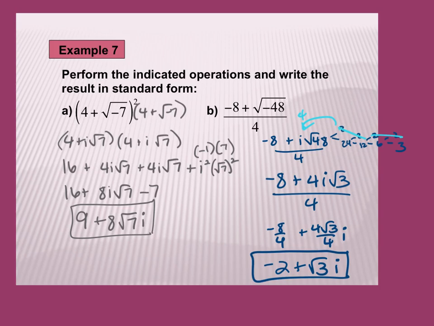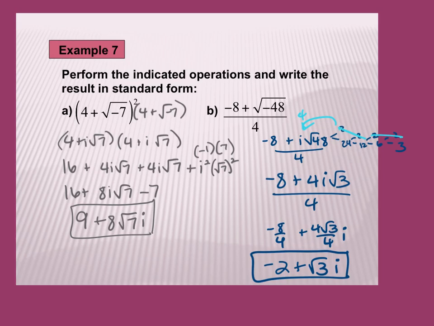So the first one, you've got to take out that i. It becomes 4 plus i root 7, and then 4 plus i root 7. FOIL it out. You get 16, 4i root 7, 4i root 7, and then a positive i squared times the square root of 7 squared, which is 7. So I get 16 plus 8i root 7 minus 7, and then I bump the i to the end. So 9 plus 8 root 7 i. Again, be careful. Make sure the i does not go underneath the square root.